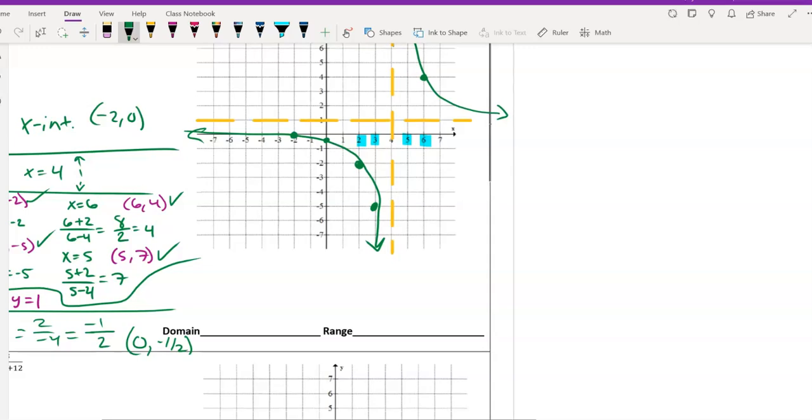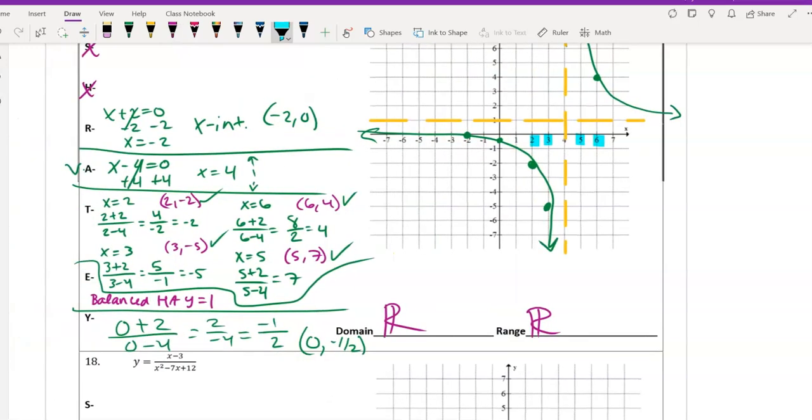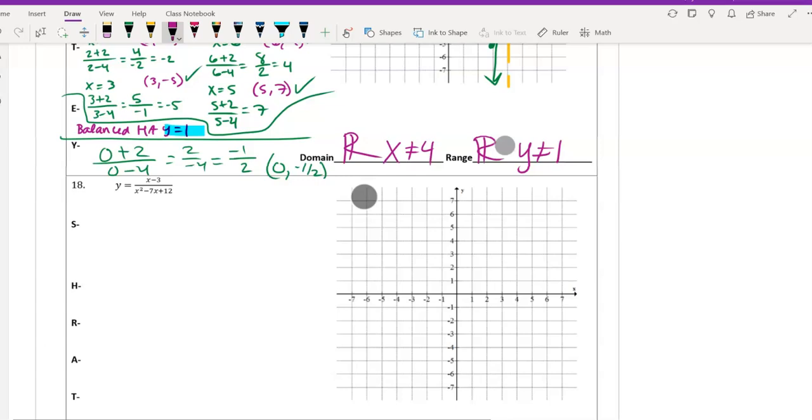Now for the domain and range. Domain and range are always all real numbers except any holes and asymptotes. Our first asymptote is at x equals 4, so I'm going to say the domain is x is not equal to 4. My second asymptote is at y equals 1, so I'm going to say the range is all real numbers except y is not equal to 1. The reason why we put x on the domain and y on the range is because domain literally represents the x values and the range represents the y values. So x is for domain, range is y.